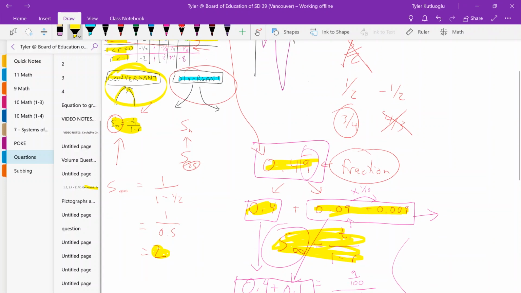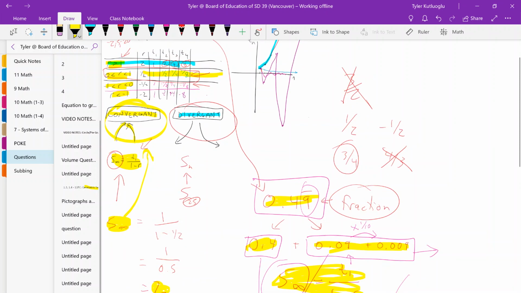You just need to remember that this formula only works when it's convergent, which means that you have an r value of these ones right here. Okay, that's it.